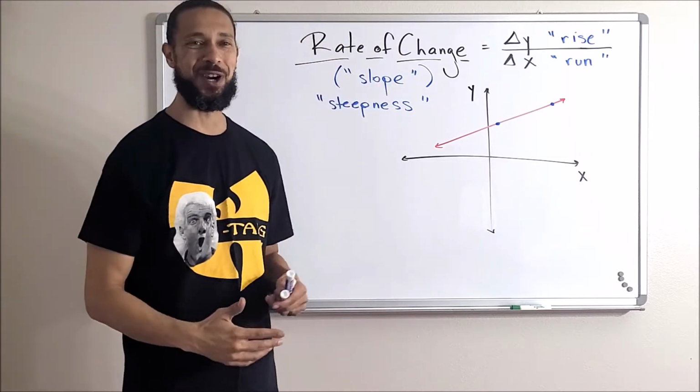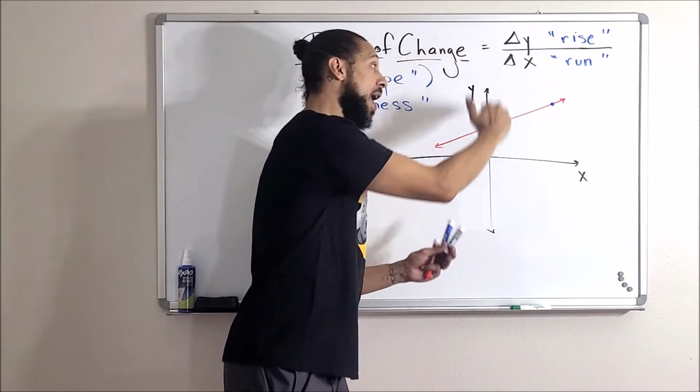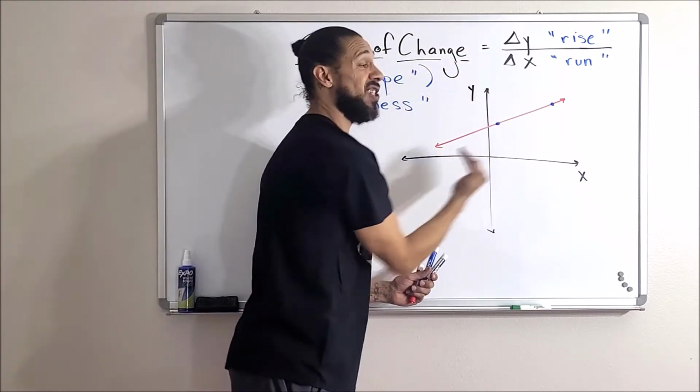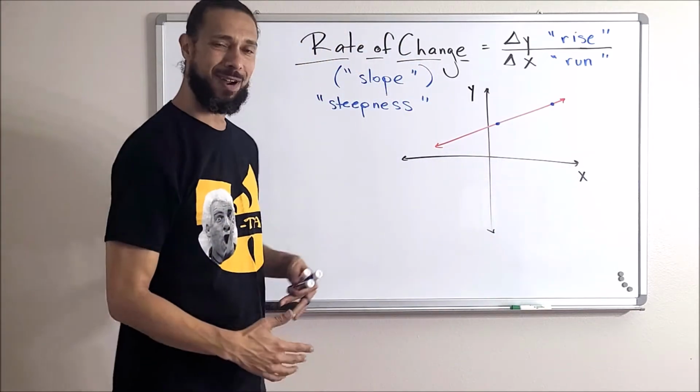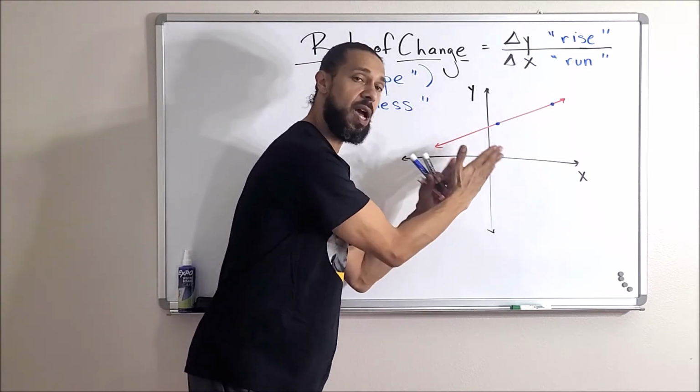Some of your teachers will refer to it as rise over run. The change, remember delta means change. So the change in y is the change in height, which is rise, and the change in x is the change in run. Rise over run.